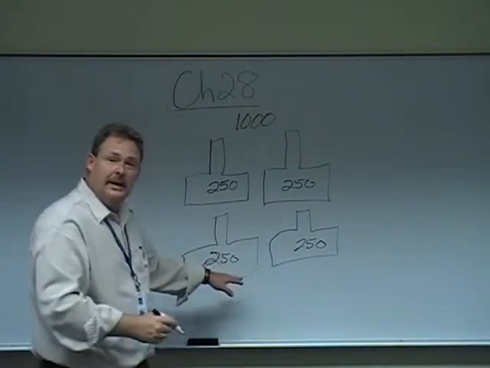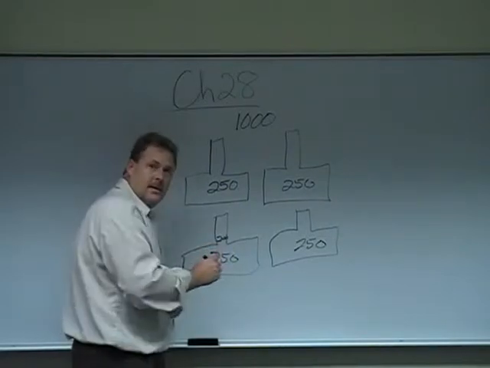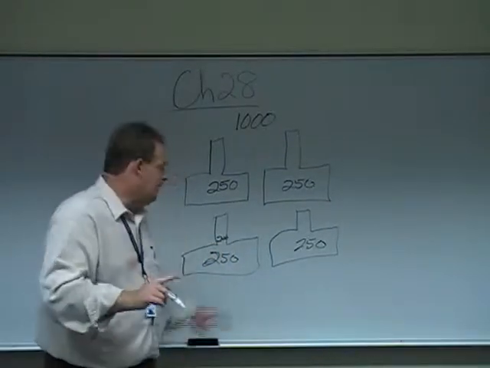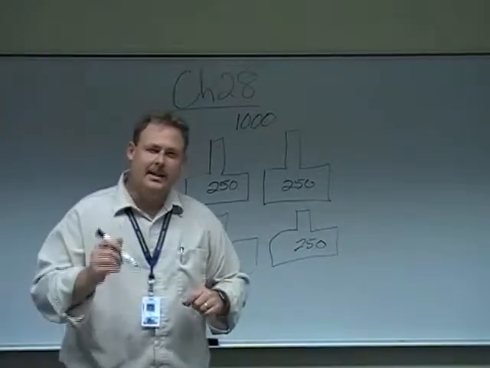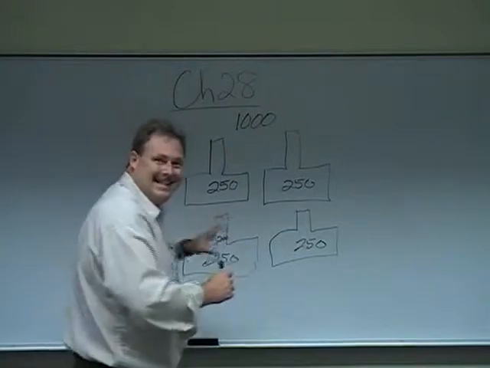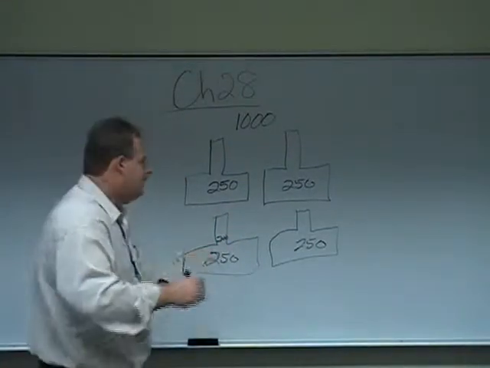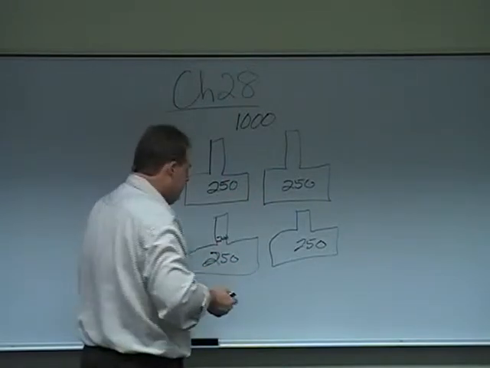But let's say this plant's newer. It only needs to use 200. It can take its 50 that are remaining and sell it to one of the other plants. It's like using the carrot instead of the stick. You're giving these guys an incentive to become cleaner. That way they can profit by selling to the older plants.